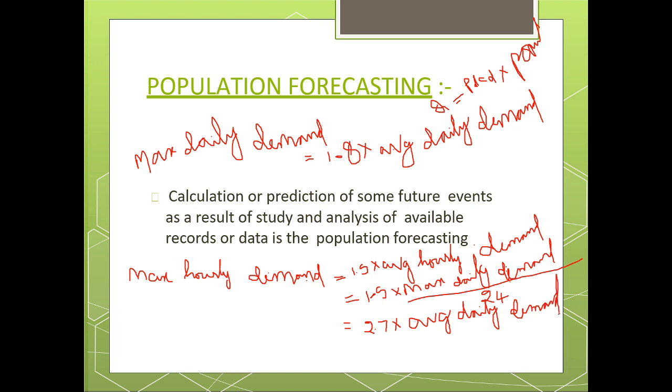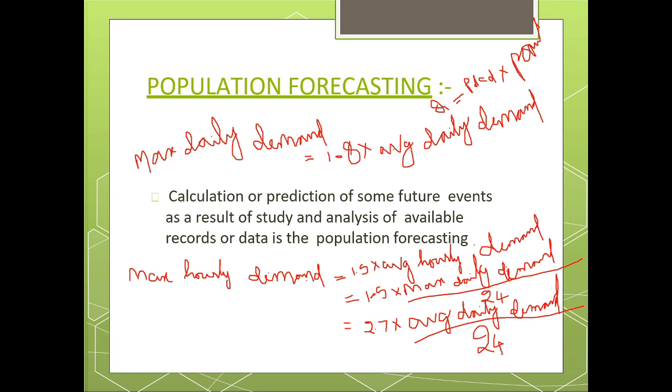Okay, so you can write it in different variations, like 2.57 times the annual average hourly demand, also average annual hourly demand 2.7 times, divided by 24. Okay, so like this you can write.